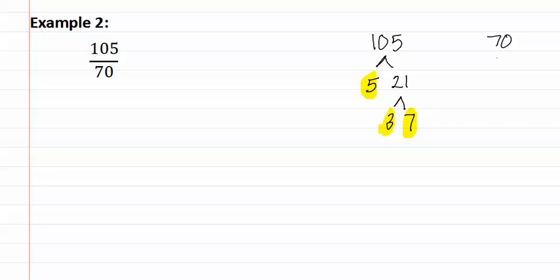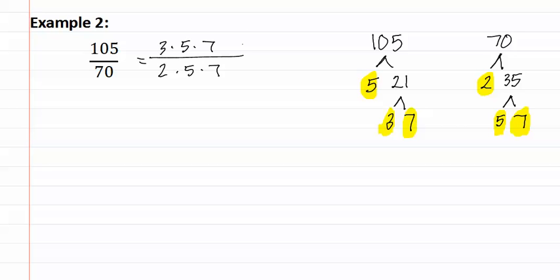Now let's try 70. I know it ends in 0, so that means I can have a 2. 2 goes into 70 35 times. It ends in a 5, so I know that it has a 5, and 5 times 7 is 35. I now have all prime numbers. Now, I can replace the numerator and denominator with their prime factorization. 105 was 3 times 5 times 7, and 70 was 2 times 5 times 7.